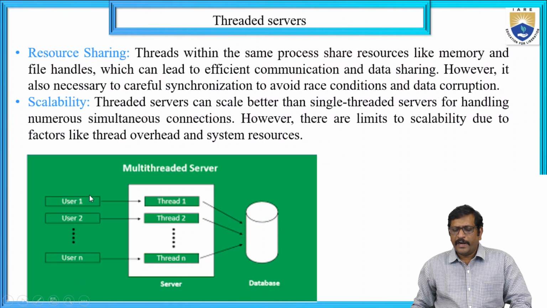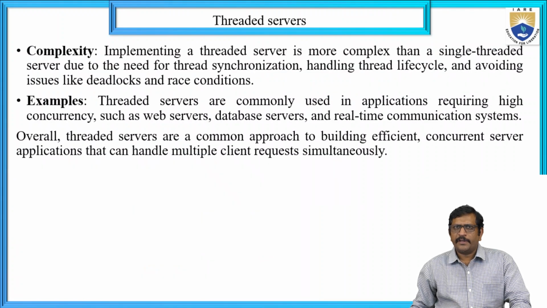Multi-threaded servers at a time handle user 1, user 2, user n, with multiple threads, thread 1, thread 2, thread 3. So the server handles multiple clients or users at a time. That means a concurrency mechanism is implemented and the data is stored in databases. After storing into the databases, the files can be handled and processed with the help of the threading concept. By utilizing threading, we can execute the stored resources and get the required output. There are limits to scalability due to factors like thread overhead and system resources. This is about scalability.